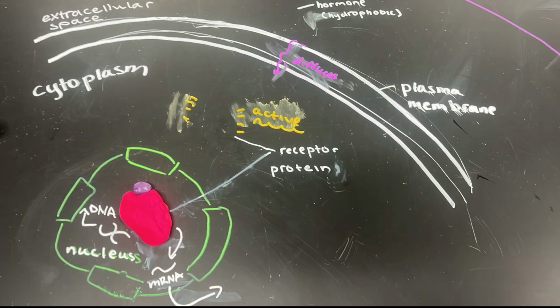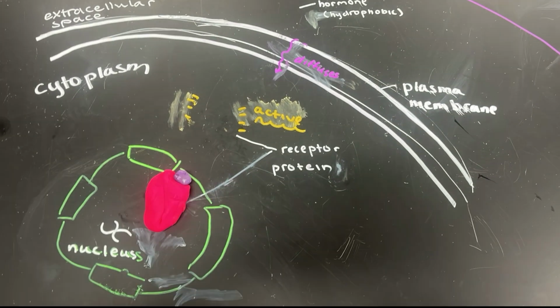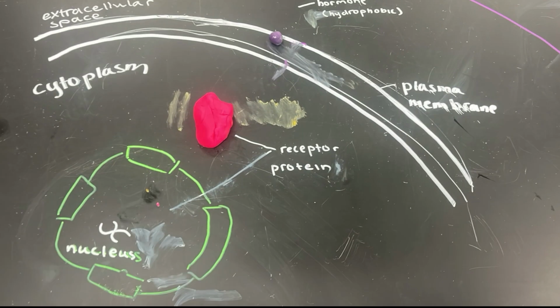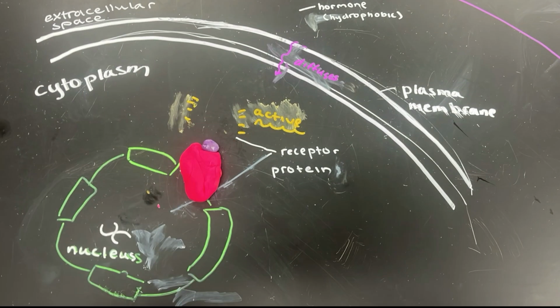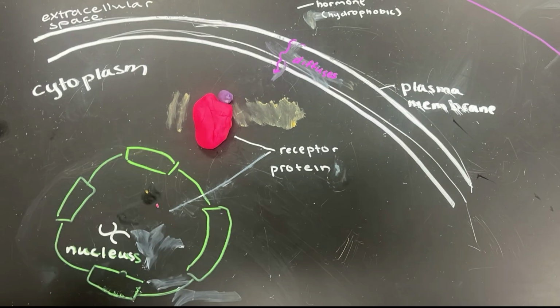The hormone receptor complex then diffuses into the nucleus and binds to specific genes. The bound protein acts as a transcription factor, stimulating the transcription of the gene into mRNA. The mRNA is then translated into a specific protein.